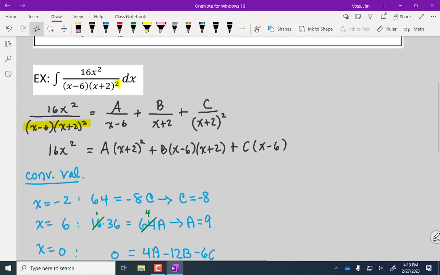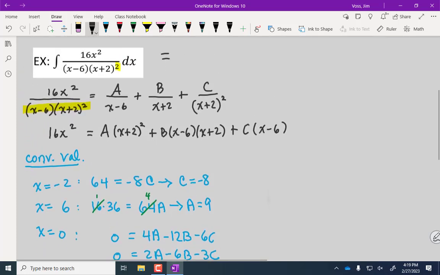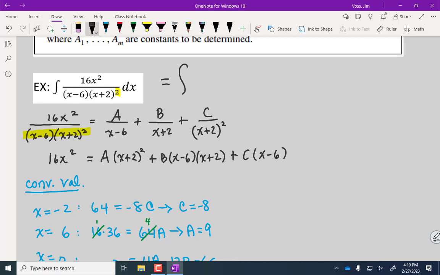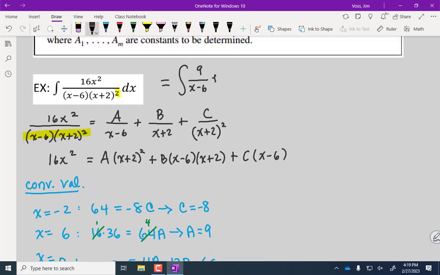So we are ready to rumble. So we'll rewrite that integral. We found that a was 9. So we're going to have the integral of 9 over x minus 6. And then b, we said was 7. So plus 7 over x plus 2. C is negative 8. So negative 8 over x plus 2 squared.